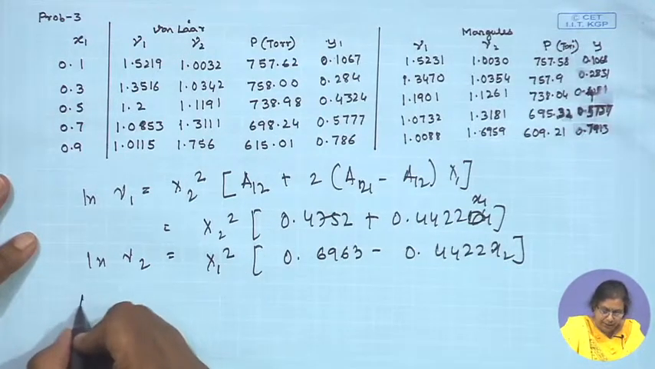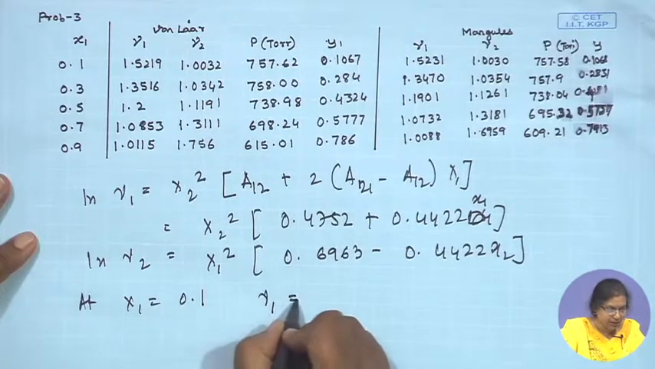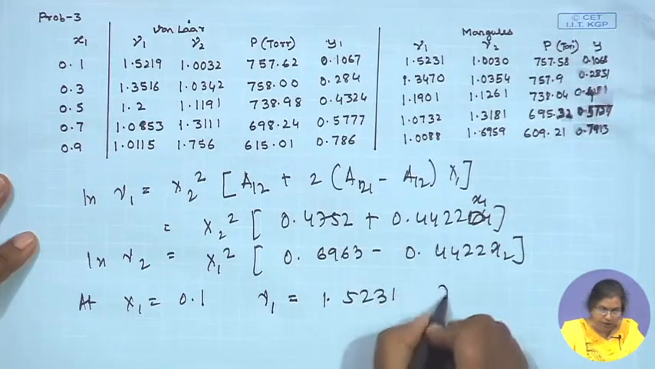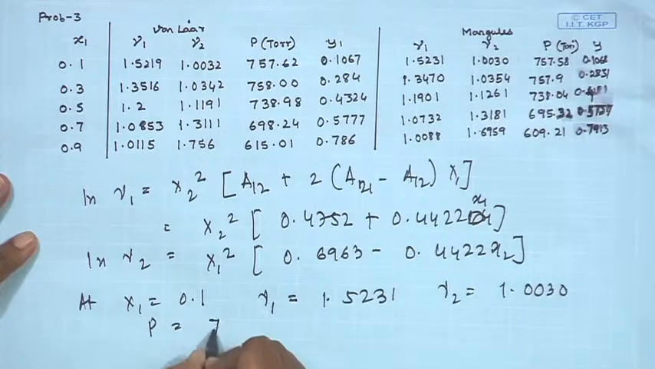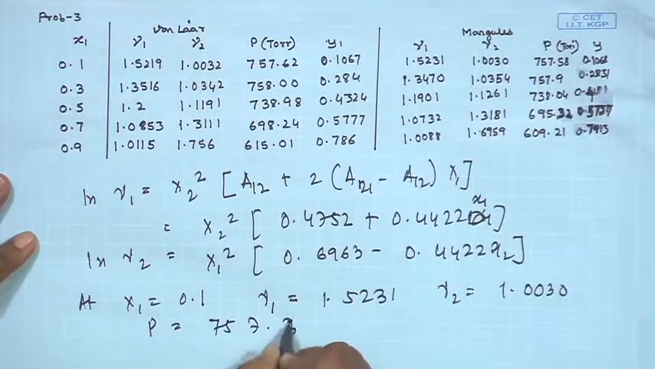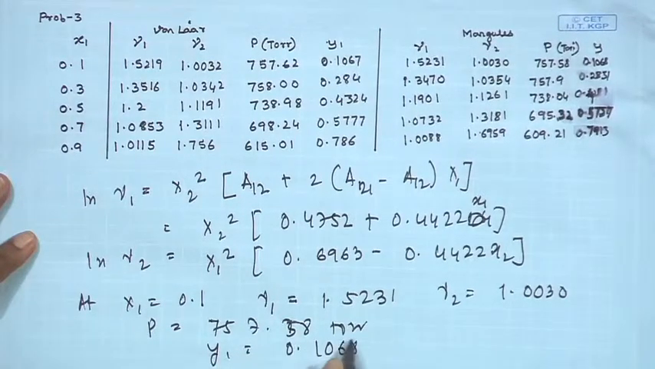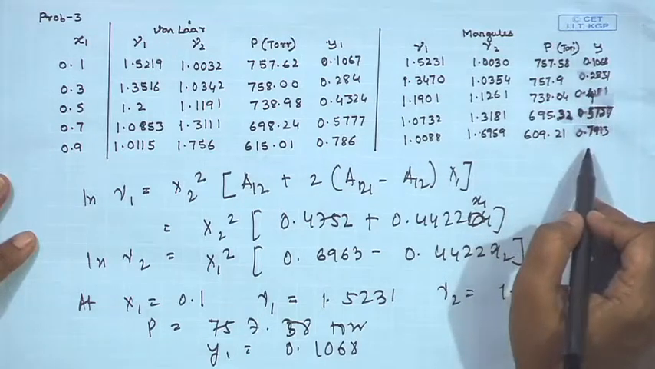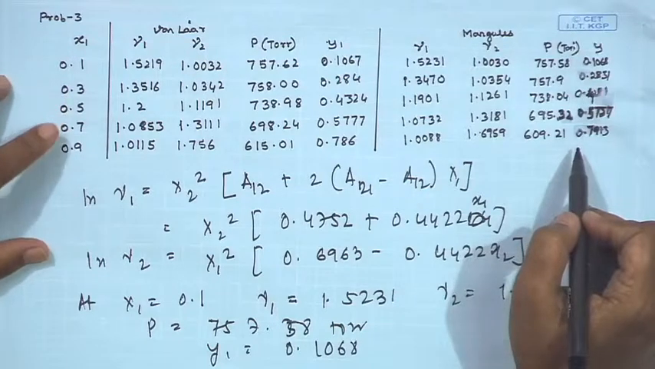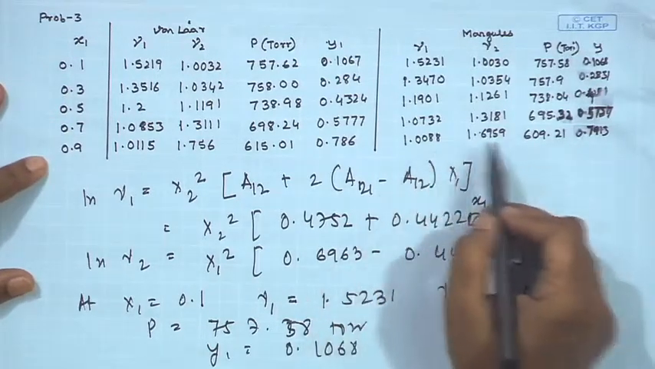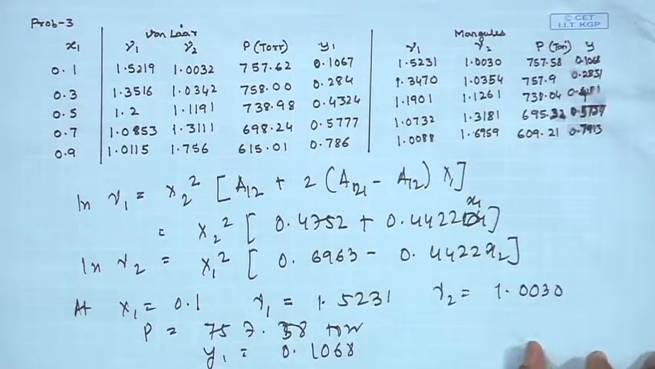Once we know this, then at say x1 equals 0.1, gamma 1 becomes 1.5231, gamma 2 becomes 1.0030, and P you can calculate as 757.58 torr, and y1 becomes 0.1068. In a similar way you can calculate it for other values as well, for 0.3, 0.5, 0.7, 0.9, and in this way you can generate the entire set of data using the 3 suffix Margules equation.